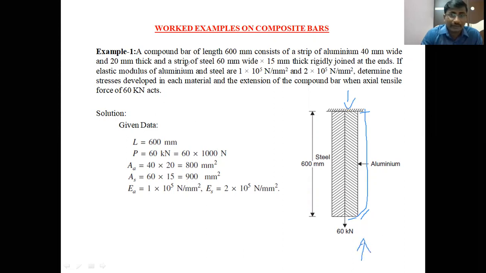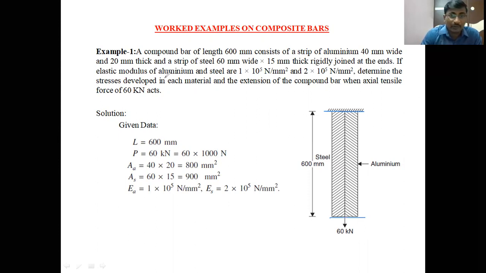Okay, and a strip of steel is also there in the composite bar. How much wide? 60 mm wide, 15 mm thickness. So this is 60 mm in this direction and in this direction 15 mm thickness. Clear? They are rigidly joined at the ends. One end is a rigid support, and the other end is joined rigidly.